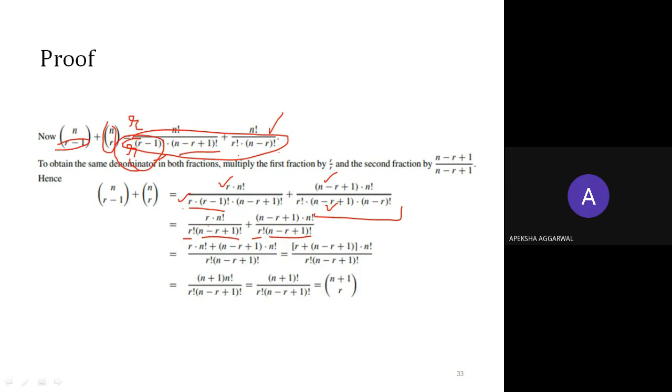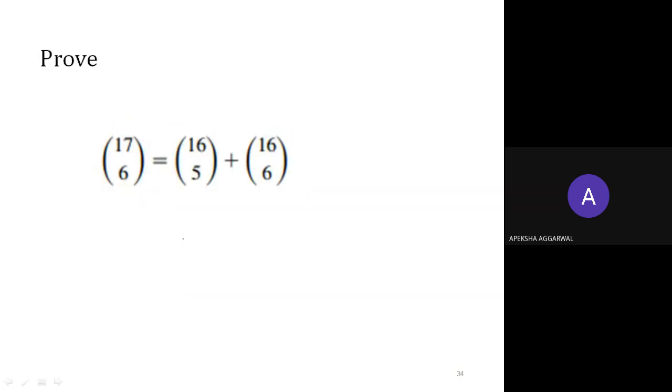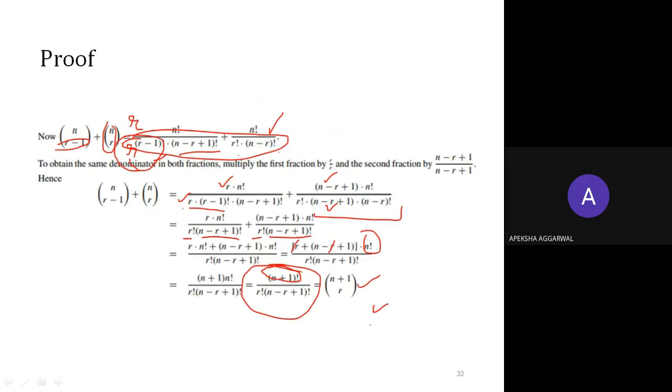Okay. Now denominator is same, so we can add the numerator part. So r into n factorial plus (n minus r plus 1) into n factorial. Now take n factorial common and cancel this r out. You will get (n plus 1) factorial in the numerator. So the final formula that you got is (n plus 1) C r, which is your left hand side. Okay. Example is, you can either calculate this, you will get the same answer that we have already proved.